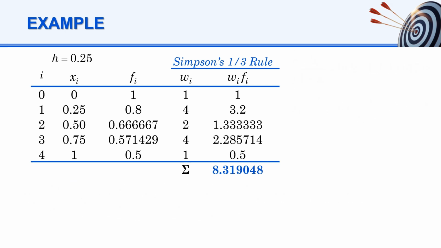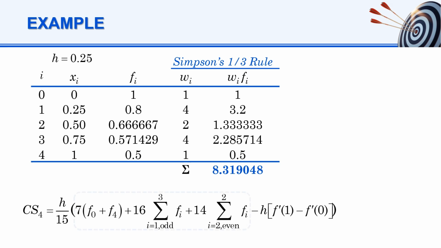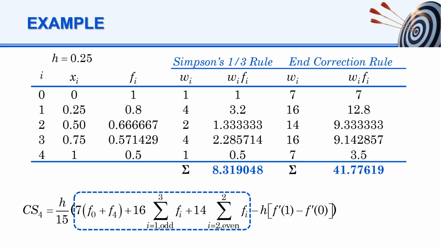To estimate the integral with end-correction formula, we need to find the sum of the encircled term as well as the first derivatives of the endpoints at the correction term. Note that the weights are 7 for the first and last rows, 16 and 14 for the odd and even-numbered rows, respectively. The last column's sum yields the value that corresponds to the encircled term.